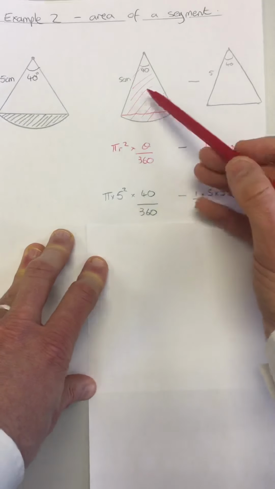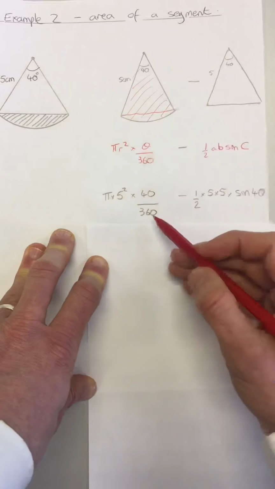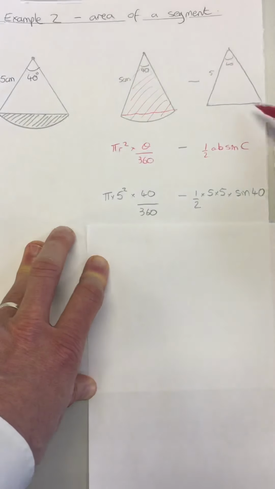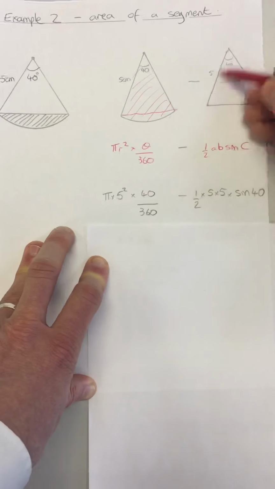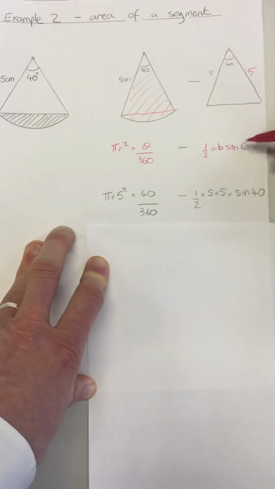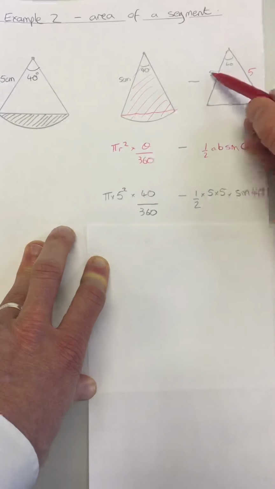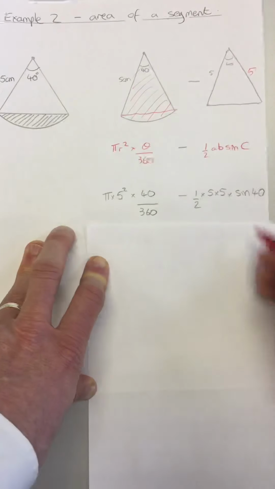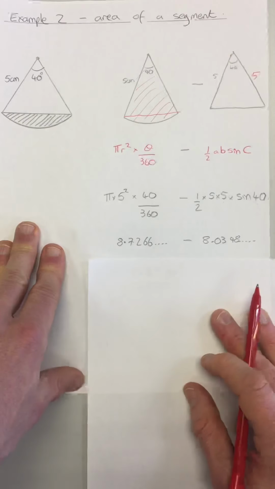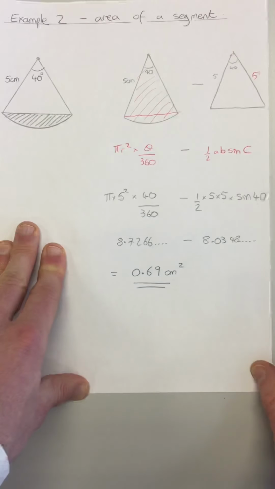So, the radius here is 5, so we've got pi times 5 squared times 40 divided by 360. So that's just making the radius 5 and the angle 40. Over here, I know that if this is 5, then I know that that's 5 as well, because these are both the radiuses of the circle, or the radii of the circle. So I've got a half times 5 times 5 times sine of 40, and this would give me the area of the triangle. So if I substituted both of those into the calculator, I'd get those answers, and taking those away, that gives me the area of the segment.